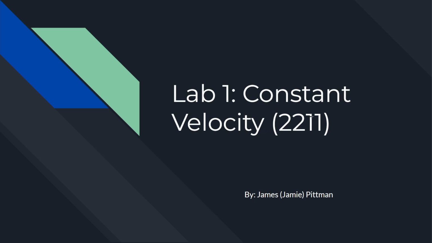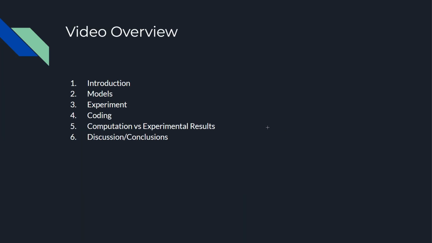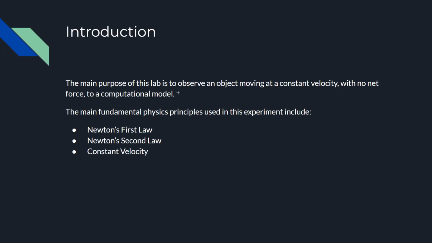This is Jamie Pittman, and this is my Lab 1 for constant velocity. Video overview: we'll go through the introduction, then the models, then the experiment, coding, the results, and then the discussion and conclusions. The main purpose of this lab is to observe an object moving at a constant velocity with no net force and compare it to a computational model.